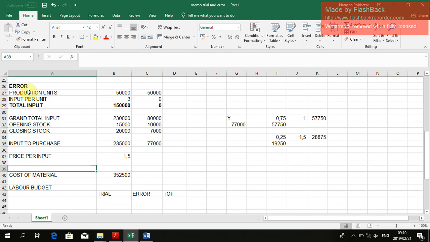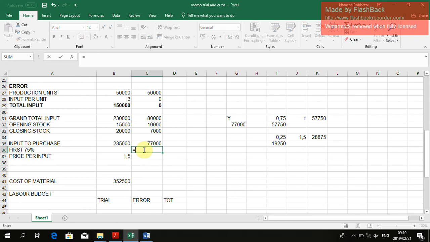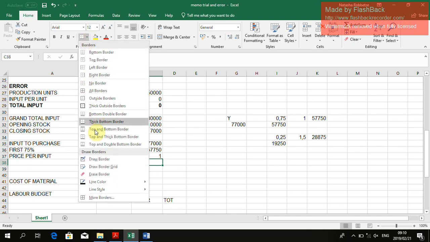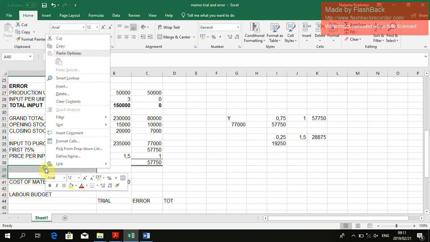Just need to add some columns again, I'm seriously running out of columns here. Right, so here I'm going to have to put in the first 75%. And the first 75% we have determined to be 57,750. Then we look at the price there, that is R1, and that will give us a total of 57,750 rand.